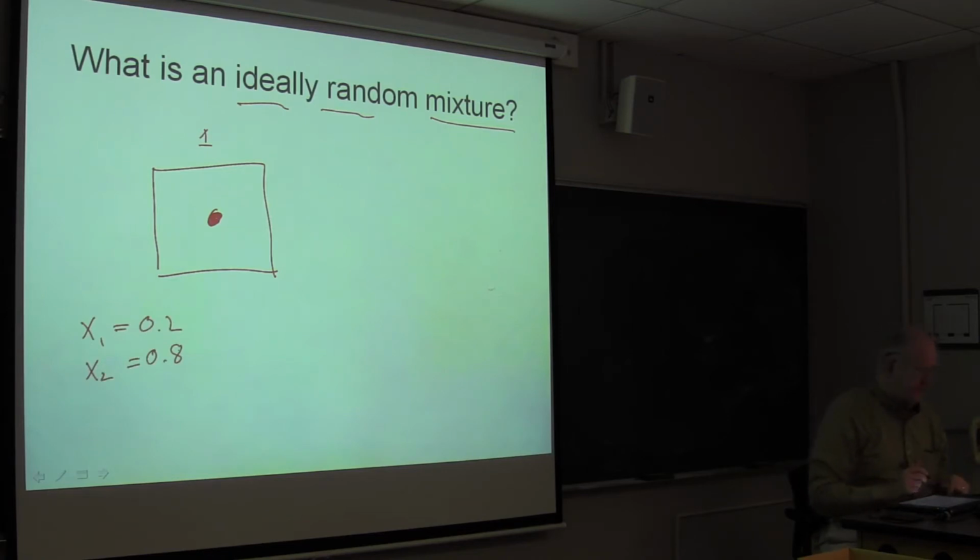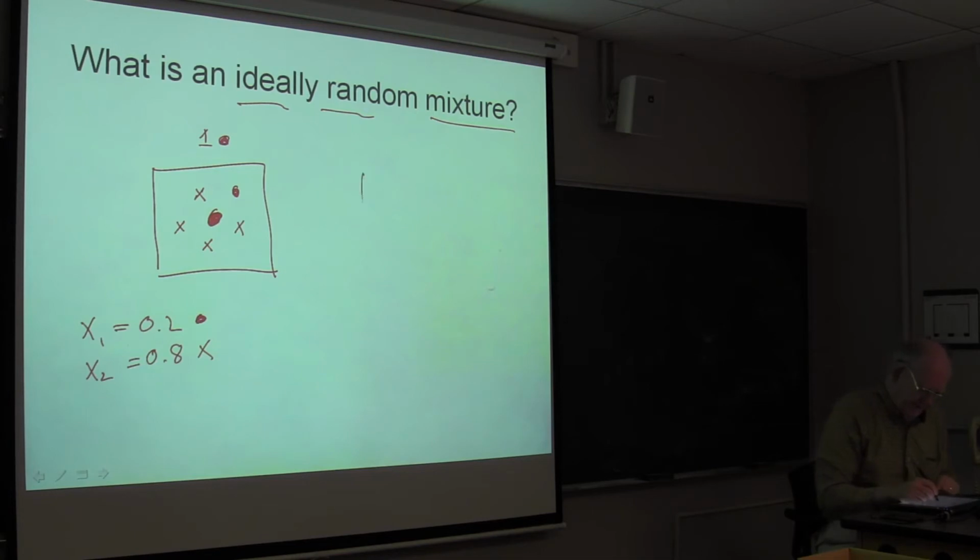Well, in this mixture, on average, each molecule of type 1, that's that guy, would be surrounded by 4 molecules of type 2 and 1 molecule of type 1. Because the interactions of 1 with 1, 1 with 2, and 2 with 2 are all identical. Think about a mixture of isotopes.